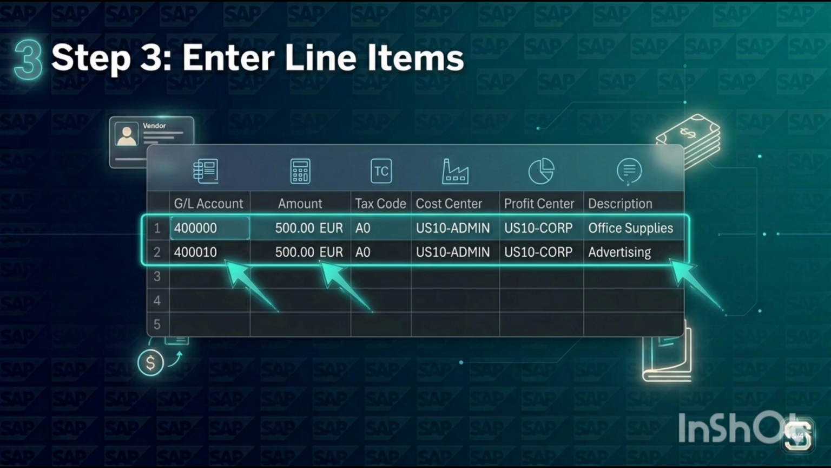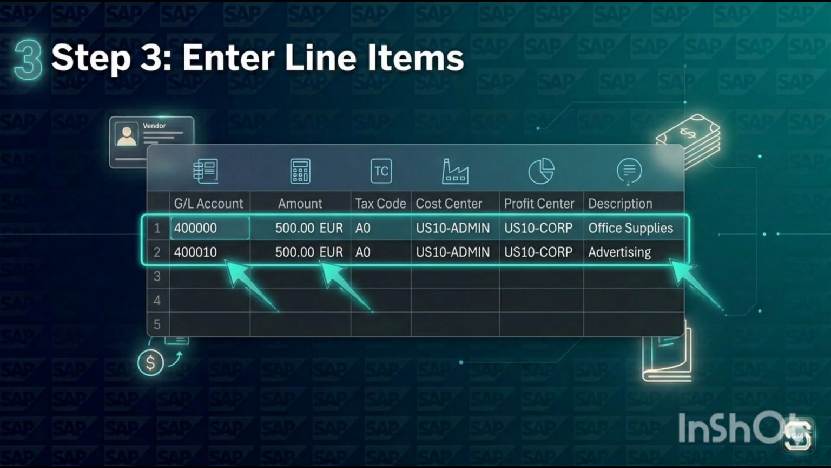The system will show a running balance at the bottom. Make sure the total of all line items matches the header amount. This step requires accuracy because these entries directly impact financial statements and cost controlling. Take your time here and check what we have explained in step 3, and then in the next slide we will cover taxes and the additional line items.